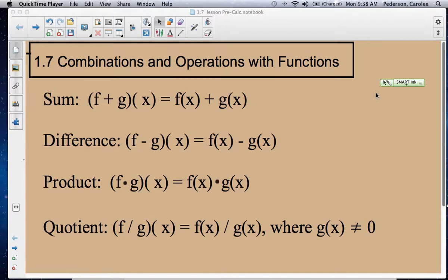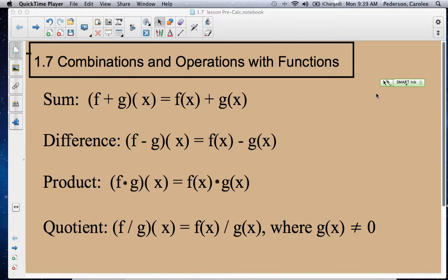What this slide is talking about is some operations that you can do with functions. You can add functions together. You can subtract functions. You can multiply functions. You can divide functions. Be careful on that last one when you divide.